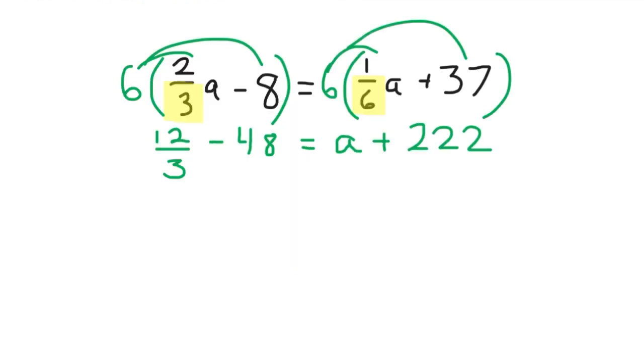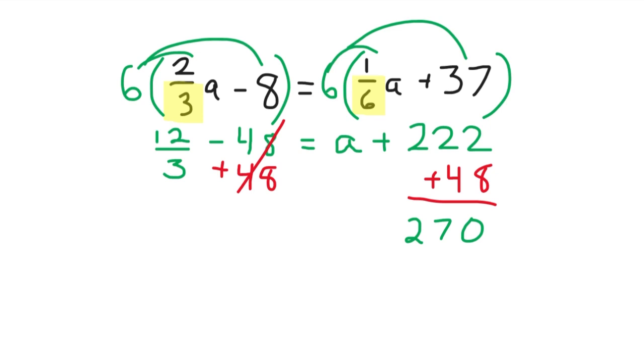We have a place where we can get the a's, the variable, on one side and get the constant on the other. So we're going to get rid of the 48 by adding it to both sides. We are going to get 270 on one side, and then we're going to take the 12 divided by 3a, and turn it into 4a. We are left with 4a equals a plus 270.